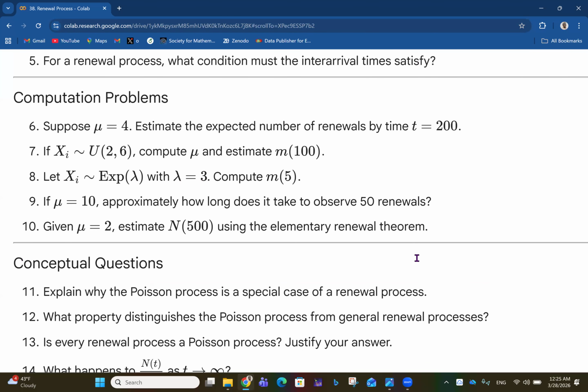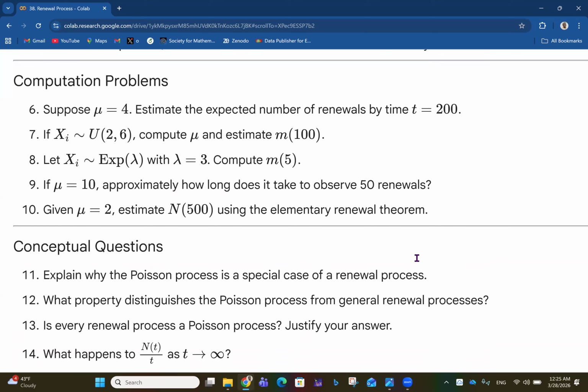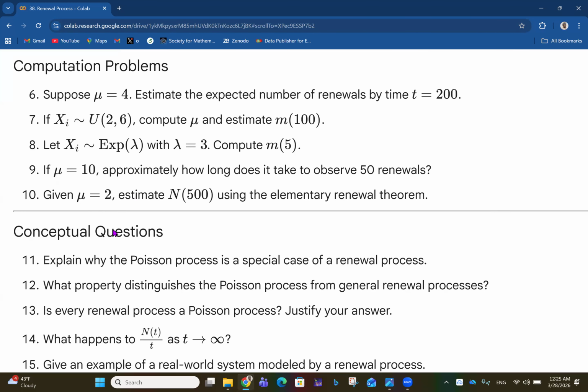Then look at computation problems. Suppose mu is 4 and the expected number of renewals by time t equals 200. That would just be 200 over 4, which is 50. And of course, you can go on checking out the other questions like this. If mu is 10, approximately how long does it take to observe 50 renewals? That's 50 over 10, which is 5. Given mu is 2, estimate N(500) using the elementary renewal theorem. That would simply be 1 over 2, which is 0.5, like we've been saying.